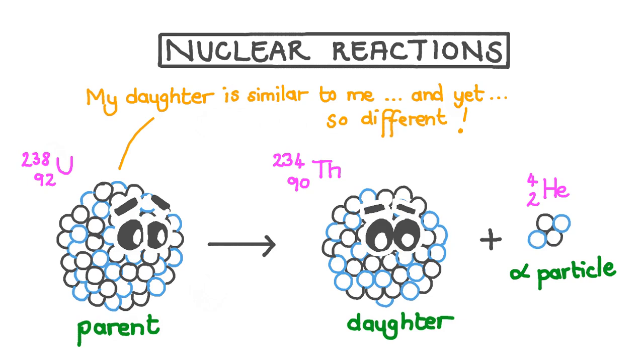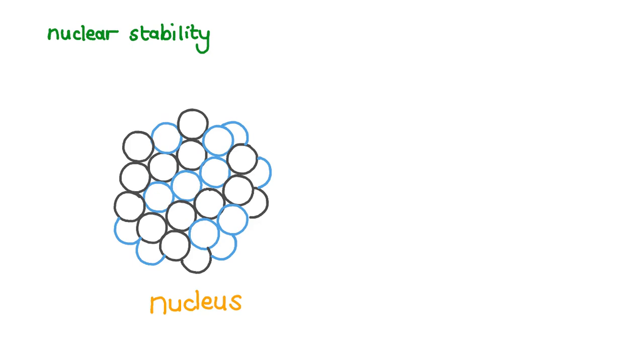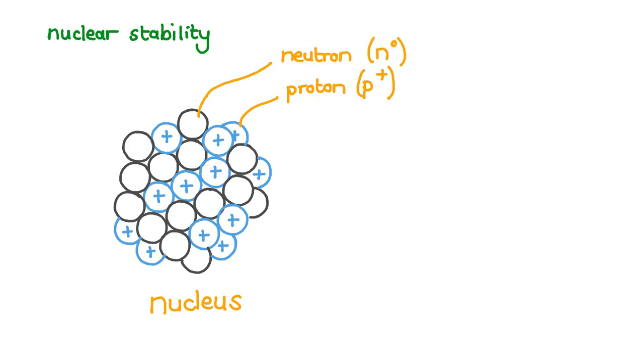The answer lies in its nuclear stability. In the nucleus of an atom or ion are the positively charged protons and the neutral neutrons. Protons and neutrons together are called nucleons. We can write P superscript plus to represent a proton and N superscript 0 to represent a neutron, which has zero charge.